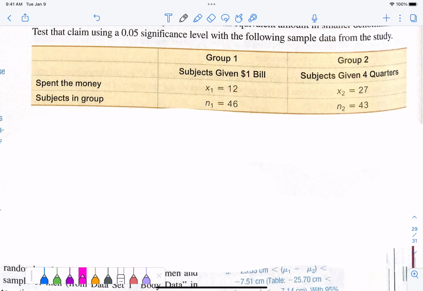So there were two groups that were each given $1, but in different units. One of them was given a $1 bill and one was given 4 quarters. Do you think your bill size or whatever determines whether you spend the money or not? Definitely. Definitely? Yeah. I think so.